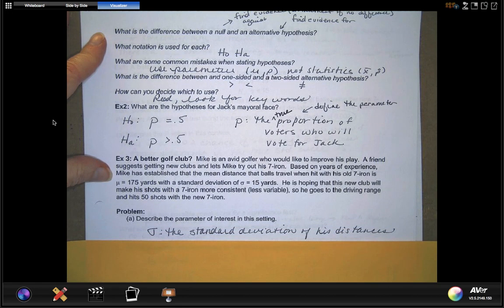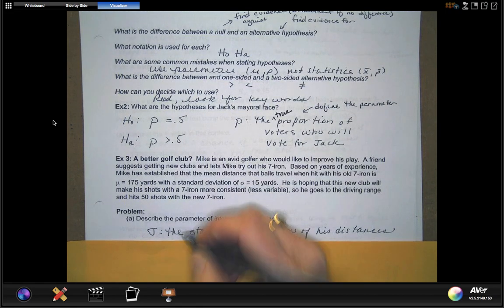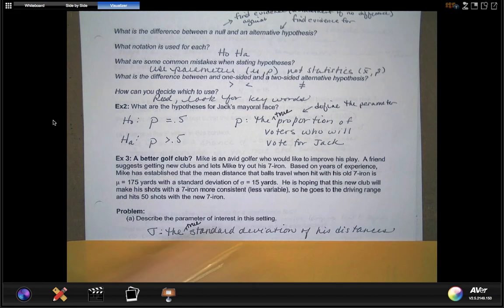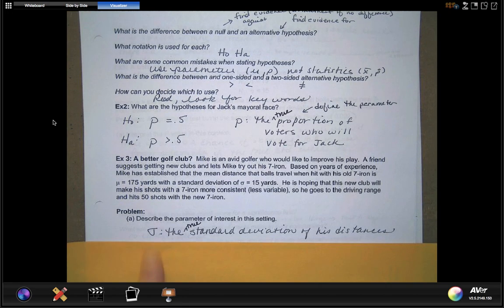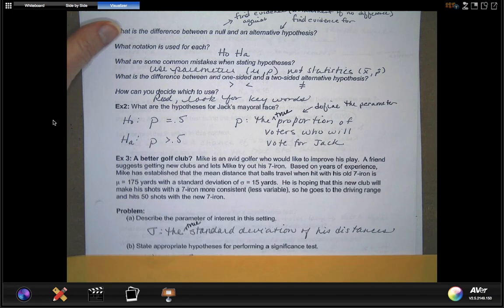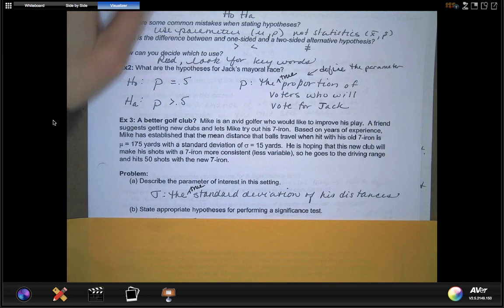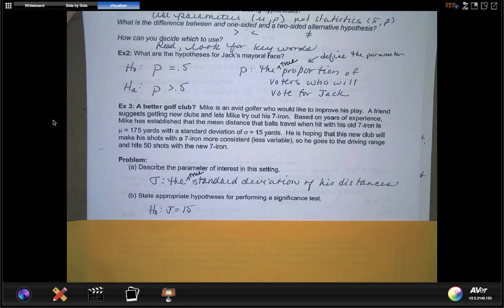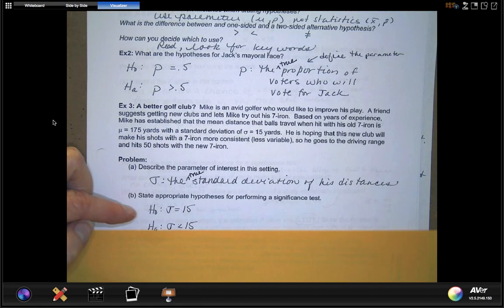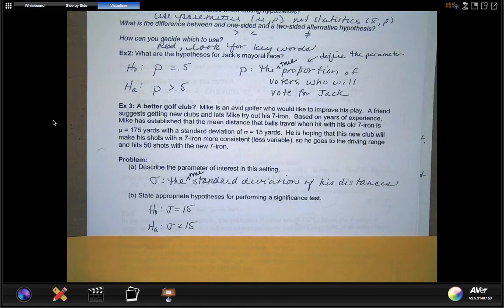So it's standard deviation. So again, I need that word true in there. I always forget that. It's the true, actual standard deviation of these distances. That's what we're testing here. Remember, sigma is the parameter. That's the symbol I use for the population. We're not using Sx here. So the hypothesis: he is hoping that his new shots will make him more consistent, so less variable. So his null is that sigma is equal to 15. The alternative is that sigma is less than 15.